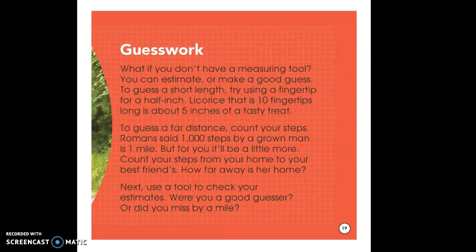To guess a far distance, count your steps. Romans said 1,000 steps by a grown man is 1 mile. But for you, it'll be a little more. Count your steps from your home to your best friend's. How far away is her home?